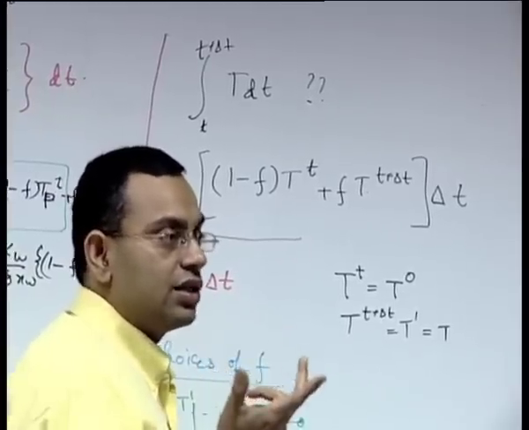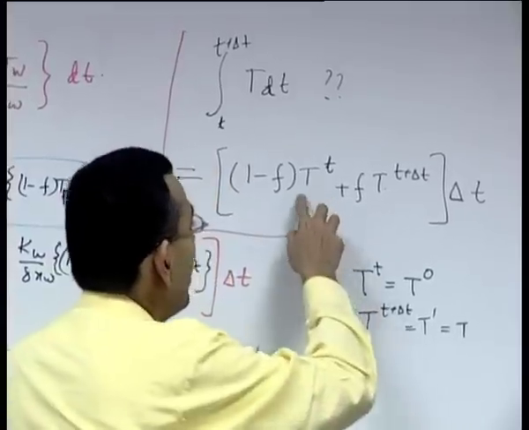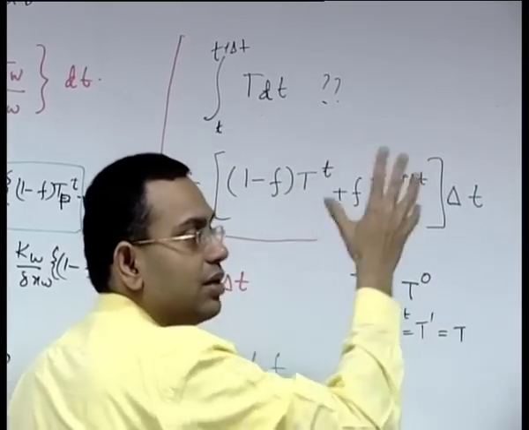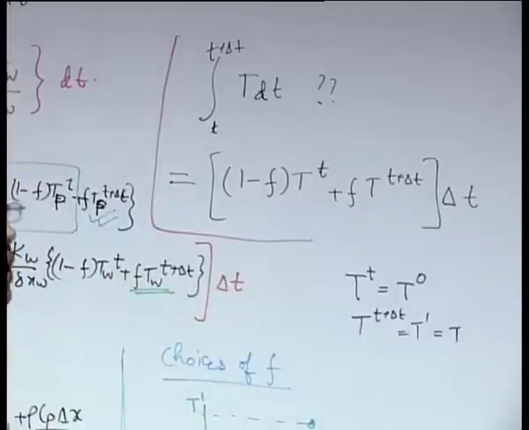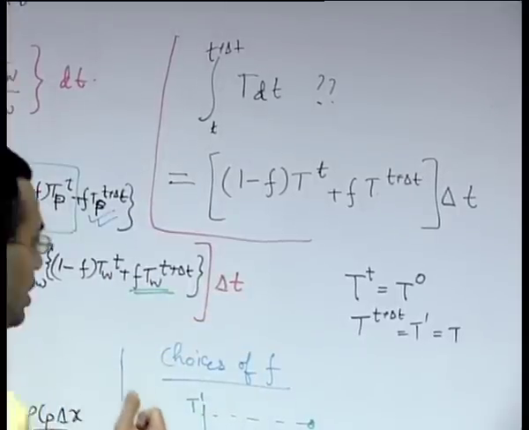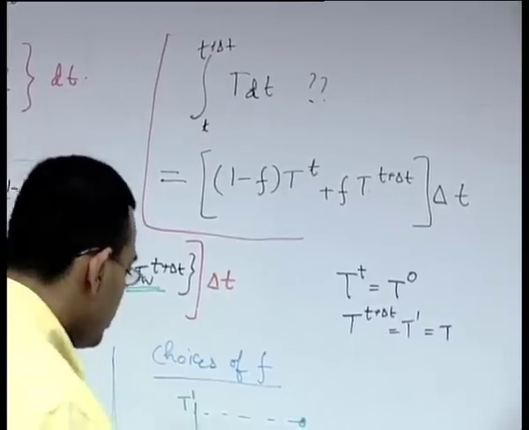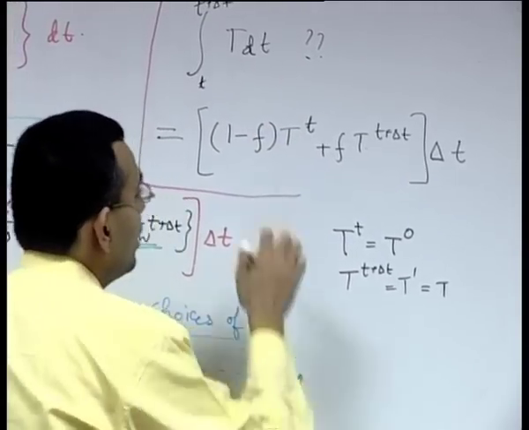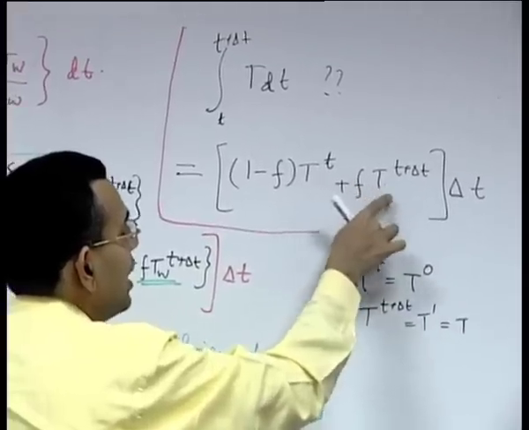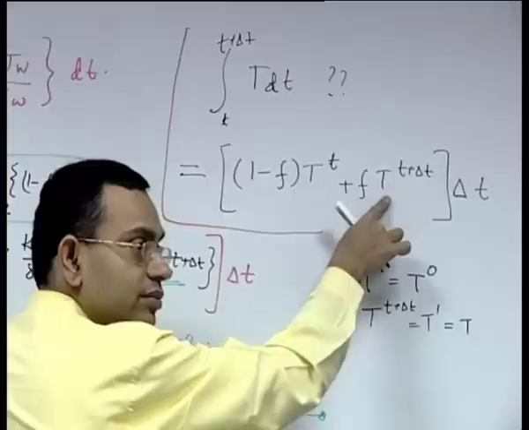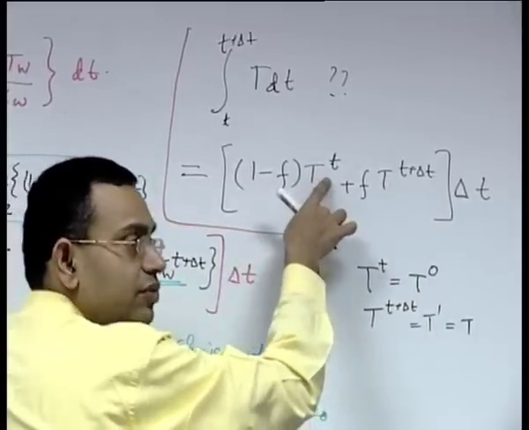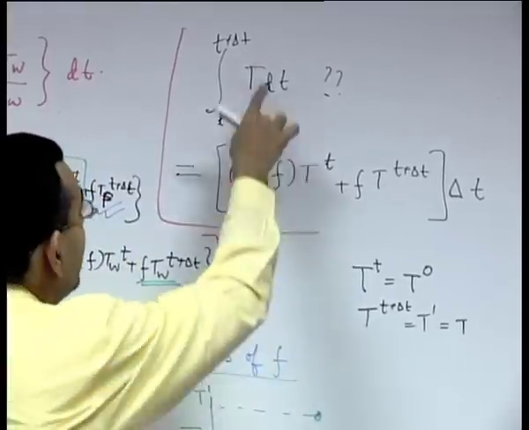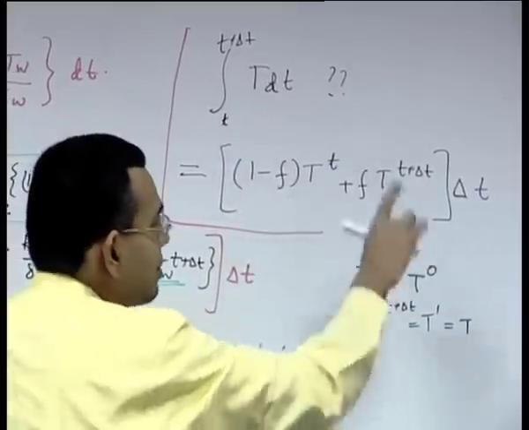F is a weight. So, any weight that can be assigned to either of these temperatures is either a 0 weight or a 1 weight or something in between, but nothing less than 0 or nothing greater than 1. So, the limiting case: let us consider what is the consequence when f equal to 0. When f equal to 0, you see that there is no contribution of T1, there is only contribution of T0. Then integral T dt becomes T0 times delta t.